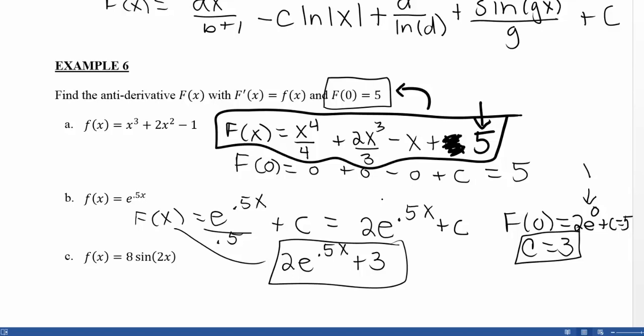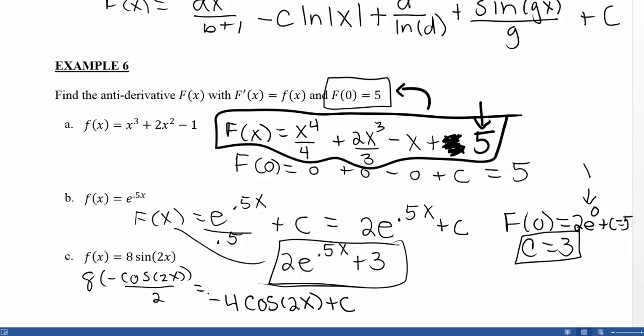Part C. We have 8 sine of 2x. So the antiderivative of sine is going to be negative cosine. So that means we're going to have 8 times negative cosine of 2x. Because there's a constant in there, we have to divide by 2. Let's simplify this a little bit. 8 divided by 2 will give me 4. So I have negative 4 cosine of 2x plus c. That's my sort of generic family of antiderivatives.